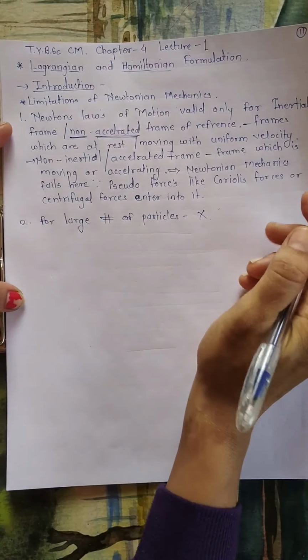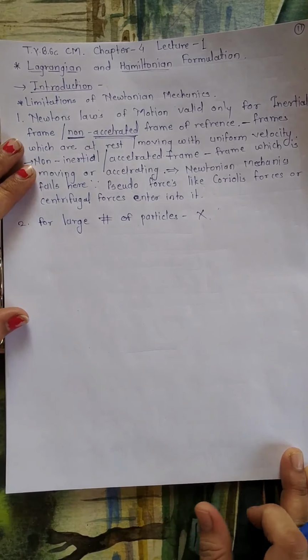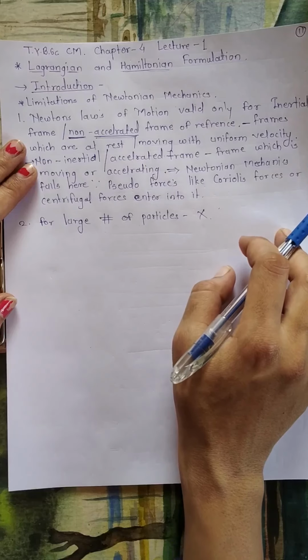This was the first limitation. Now the second limitation of Newton's laws of motion, or Newtonian mechanics, is that Newton's laws of motion are not used to describe a system which has a large number of particles. Whenever there is a system having a large number of particles, in this case Newton's laws of motion are not followed, or these laws fail.